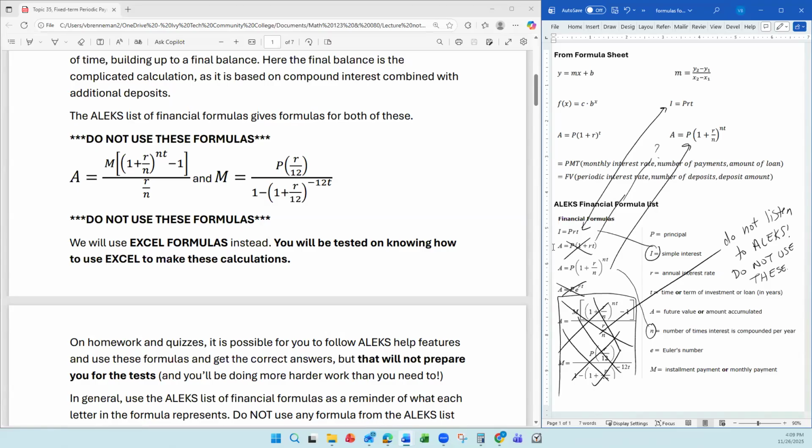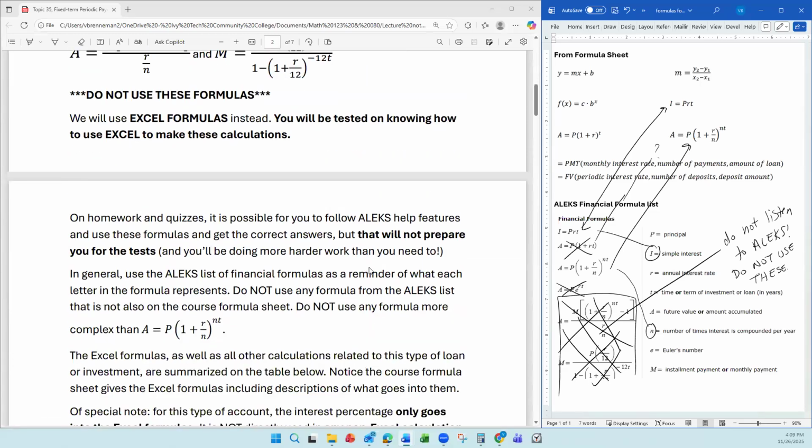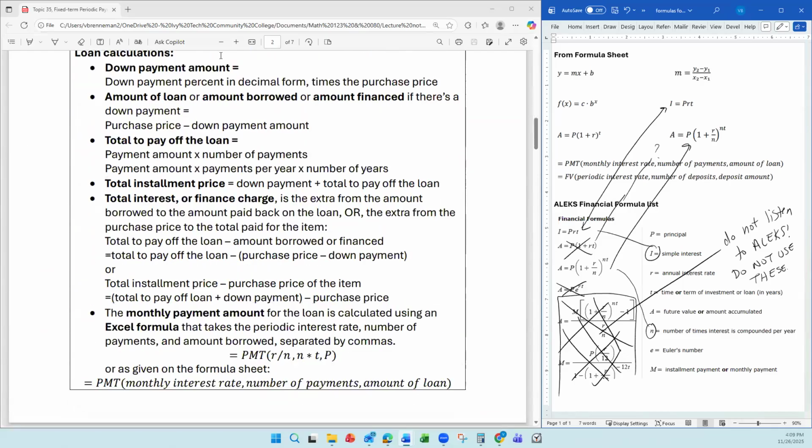When you get to the tests, it's not going to ask you for the answer. It's going to ask, what do you type into Excel to get this? So you're not going to be prepared to answer that. And you're also doing more work along the way than what you need to use. So there'll be Excel formulas you're going to use. You will not then be asked to make those calculations on tests because you don't have Excel on tests. So you have all of these calculations here as well.